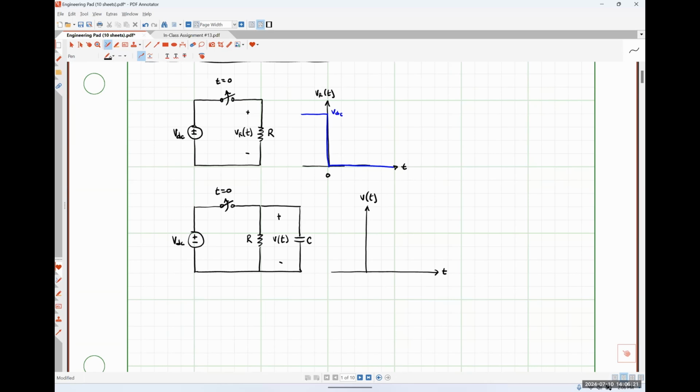VDC, so our DC source voltage. For those of you that aren't quite on board with that, let me explain things really quickly, okay?